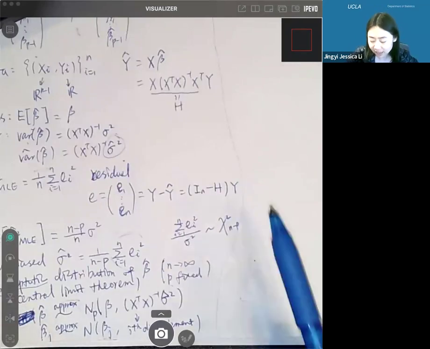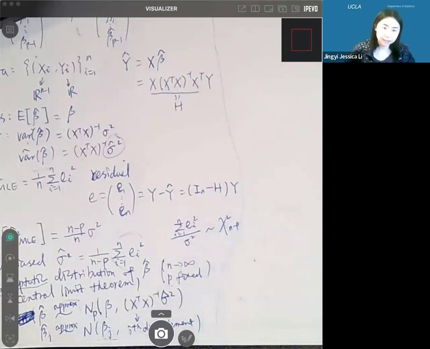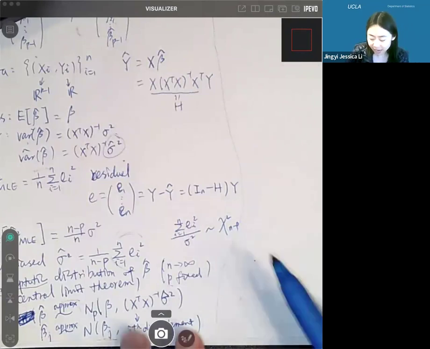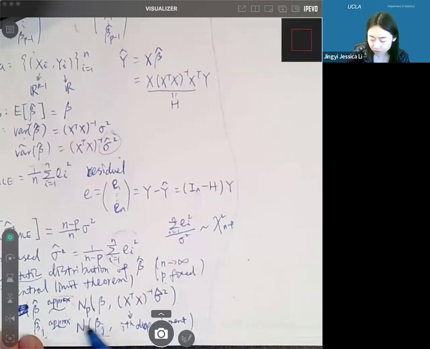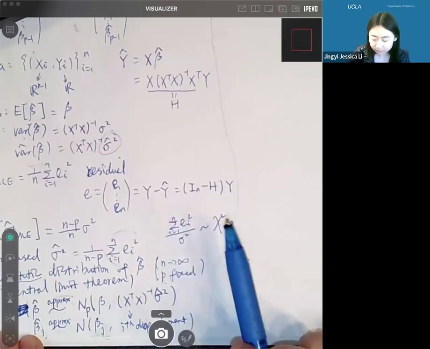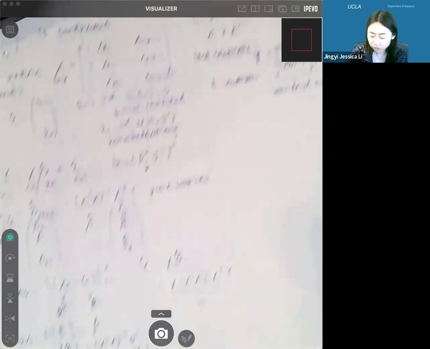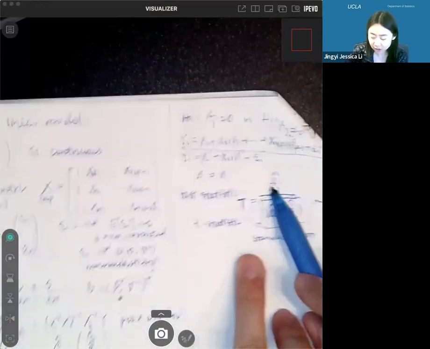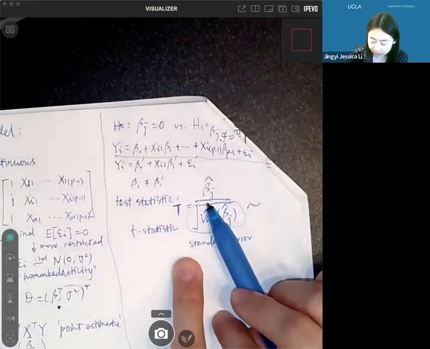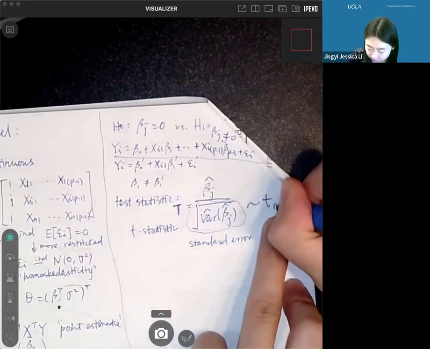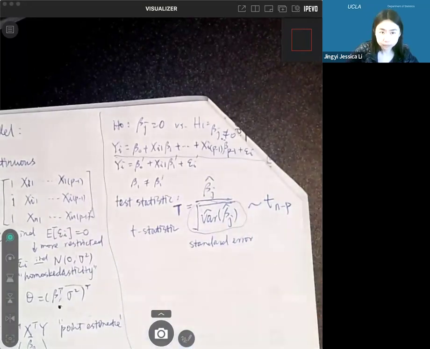So let's just say that either n is large, so we can apply the central limit theorem, or we make epsilon i normally distributed when n is small. So when n is small, we just assume more, we assume the normal distribution. Either way, we have beta hat j normal, and together with this chi-square term, we will be able to show that this follows a T distribution, and the degrees of freedom is n minus p.